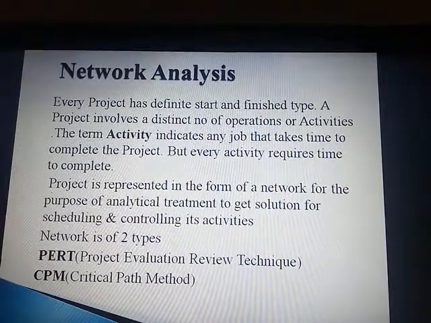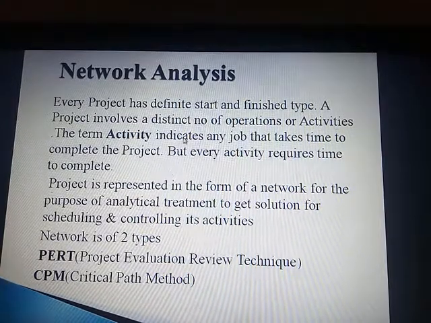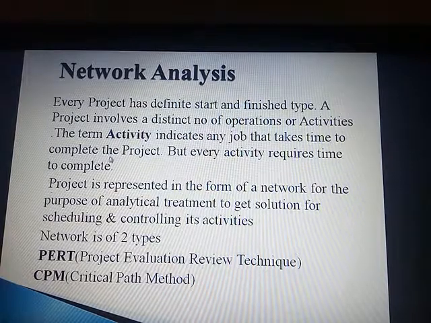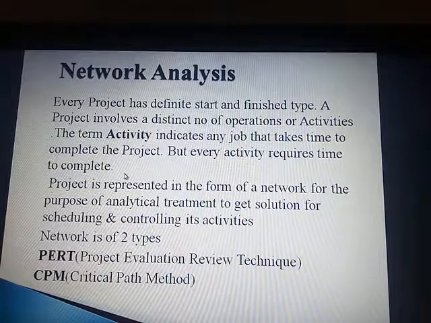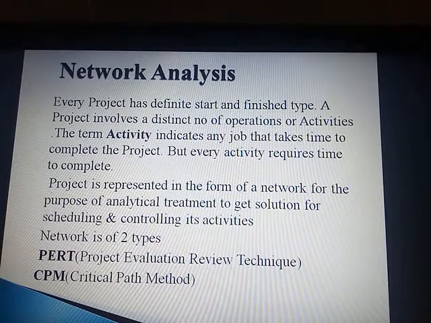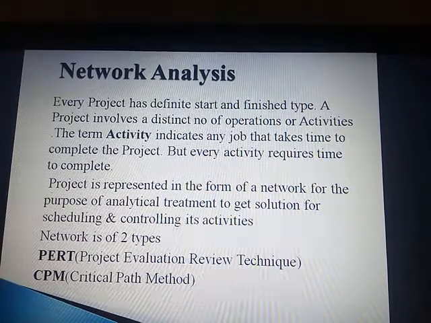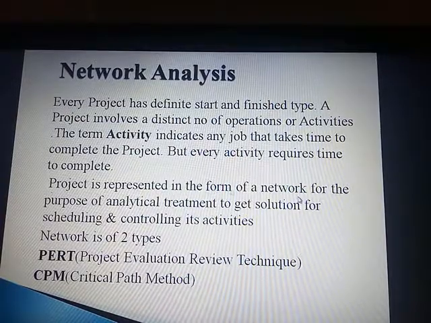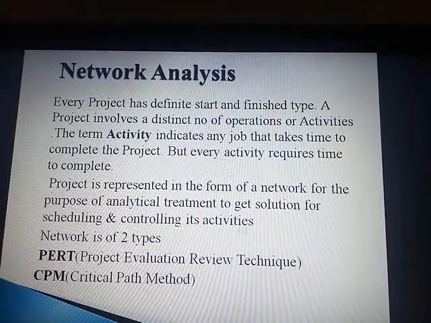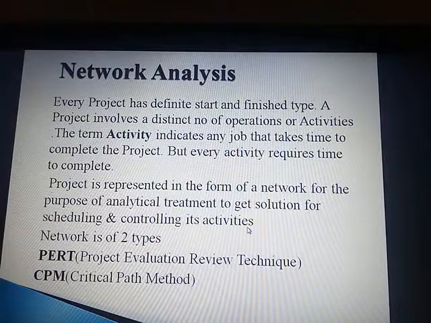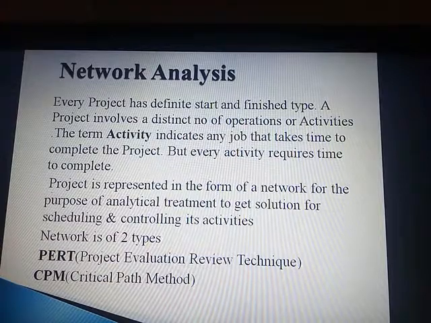A project involves a distinct number of operations or activities. The term activity indicates any job that takes time to complete the project, but every activity requires time to complete. That is, in order to complete the project, it requires a number of actions, but each action takes some time to complete. This action is termed as activity in network analysis. The project is represented in the form of a network for the purpose of analytical treatment to get a solution for scheduling and controlling its activities. To get a clear picture of scheduling and controlling of the activities taken in the project, the project is represented in the form of a network.